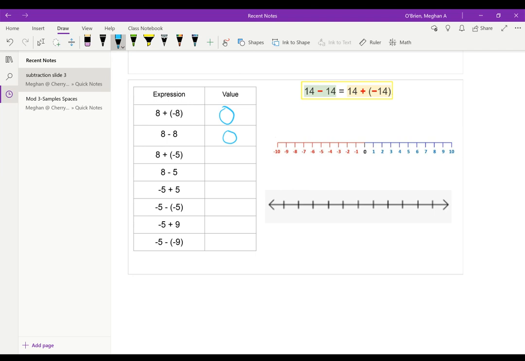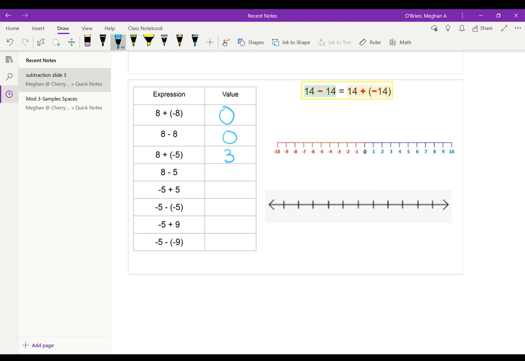Next expression, 8 plus negative 5. Okay, so I remember last week when the signs are different, I want to think about what I have more of. I have more positives, and then I want to find the difference between them. The difference between them is 3. It's a positive 3 because the absolute value of 8 is larger than the absolute value of negative 5.